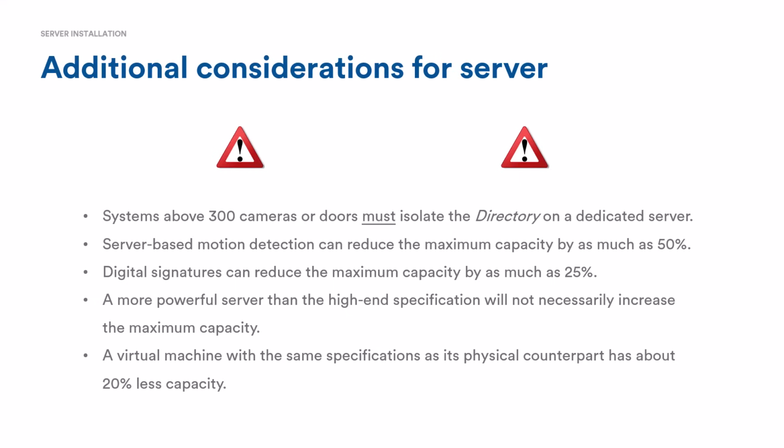A more powerful server than the high-end specification will not necessarily increase the maximum capacity. In other words, don't assume that if you build a server with double the hardware specs, that you can manage double the number of cameras and doors. A virtual machine with the same specifications as its physical counterpart has about 20% less capacity than its physical counterpart.